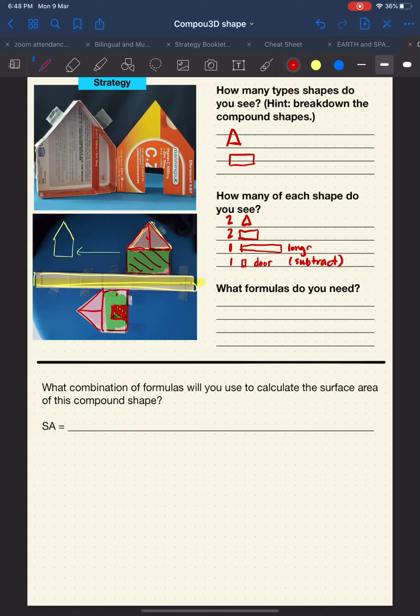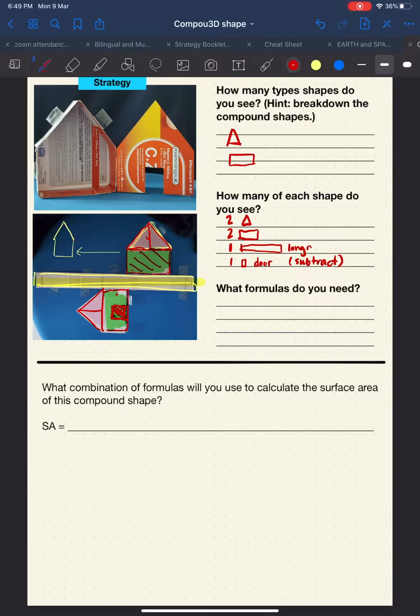Now in class we talked about the logic of these questions. So do it in order, in logic. First we ask, what types of shapes do you see? Because this will tell you what formulas you need. And then we ask, how many of each shape do you see? So there are 2 triangles, 2 rectangles that are the same measurement, 1 long one, and 1 door that we are going to remove from this rectangle. So it's already telling you how many of each shape you have to calculate.